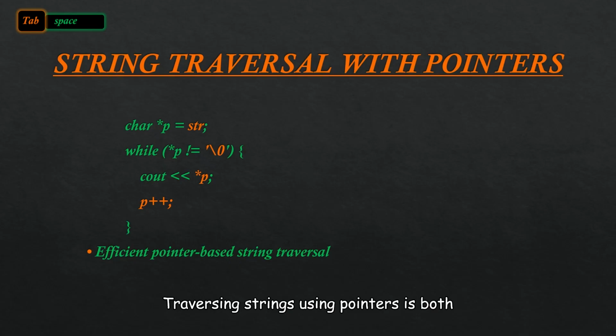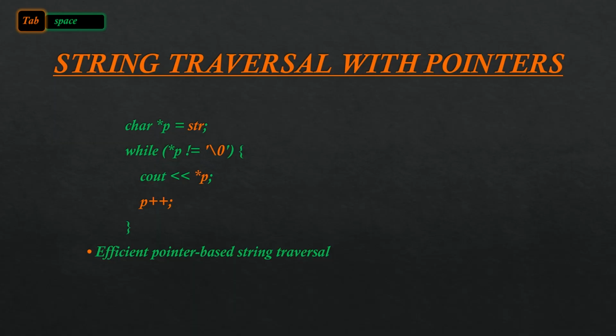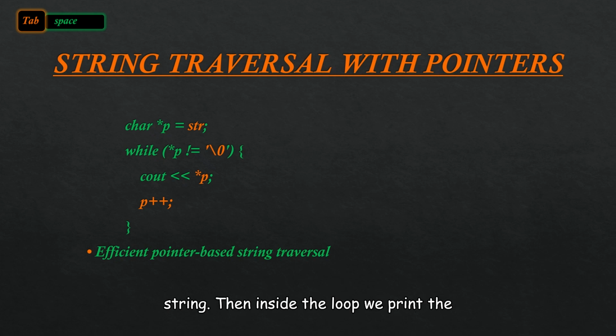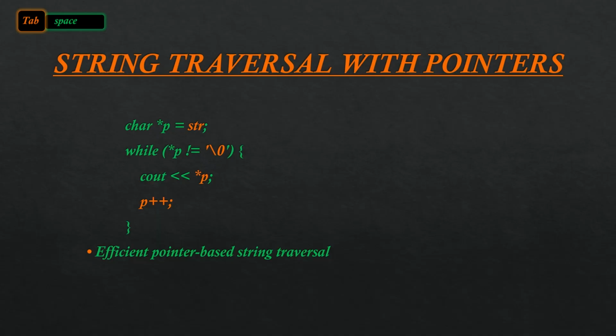Traversing strings using pointers is both elegant and efficient. Consider this simple code snippet: char star p assigned str, while star p not equals to backslash 0, cout star p, p plus plus. What's happening here? We start by pointing to the beginning of the string. Then inside the loop, we print the character that p is pointing to and move the pointer to the next character. This loop continues until you hit the null terminator. This method is not only syntactically compact but also performs well because it avoids indexing overhead. It's also very intuitive once you are comfortable with pointer basics.